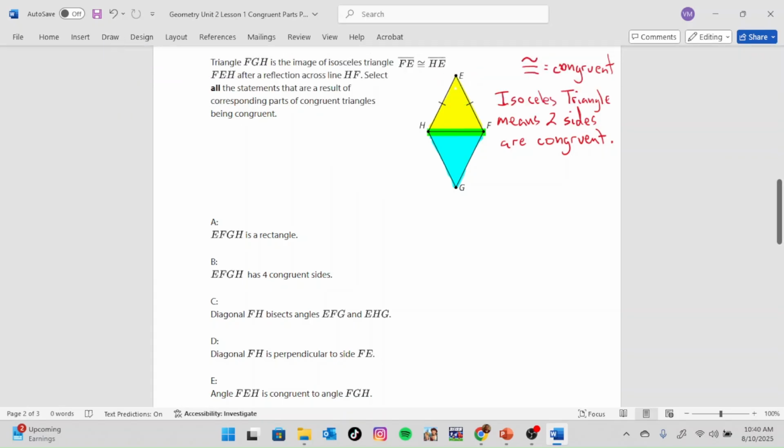First, we have choice A, EFGH, which is the outside of these two shapes, is a rectangle. The thing about a rectangle is a rectangle has four 90-degree angles. These are not 90-degree angles. So this is not a rectangle. It is a parallelogram because it does have two pairs of parallel lines, but it is not a rectangle.